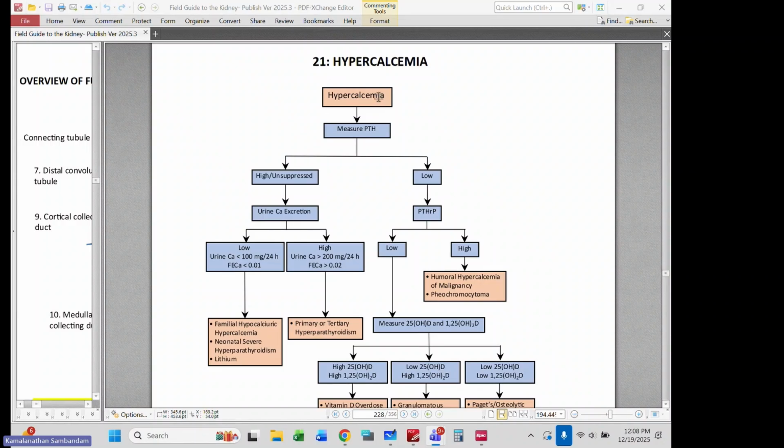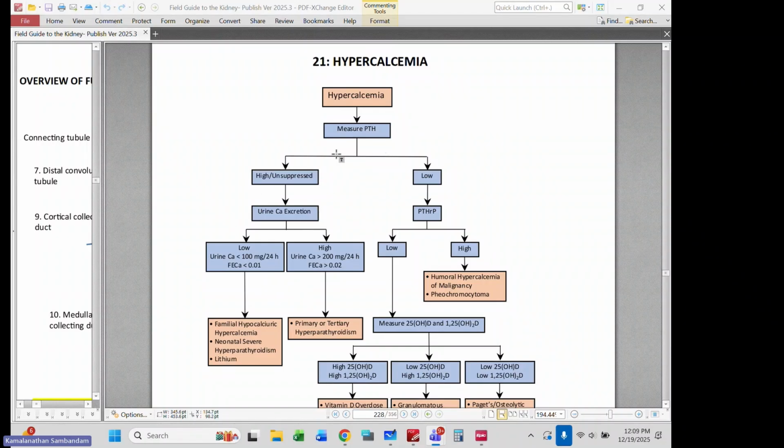One of the earliest things that one should do in interrogating a case of hypercalcemia is determine whether this is driven by PTH or not. Far and away, most of these will be driven by PTH. Primary hyperparathyroidism is one of the most common causes. That and thiazide diuretic therapy are the two most common causes of hypercalcemia that we're going to be encountering.